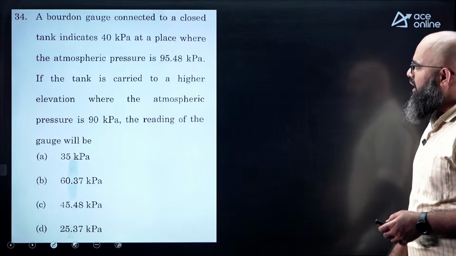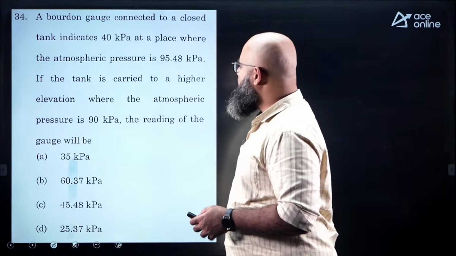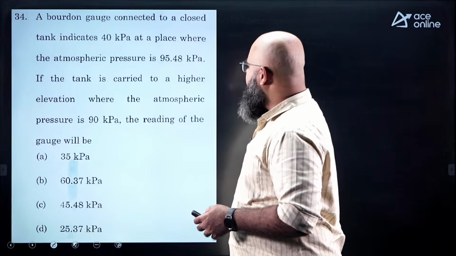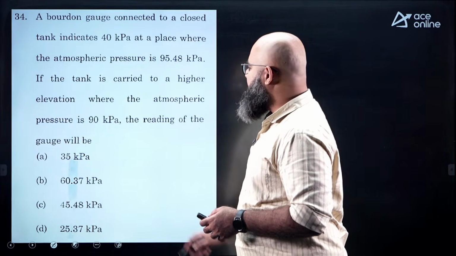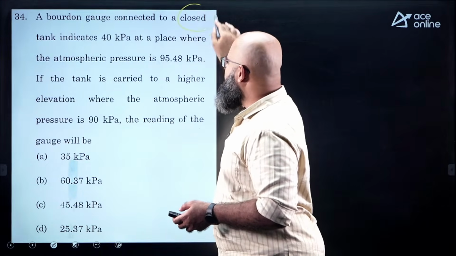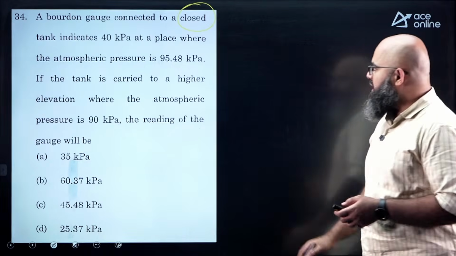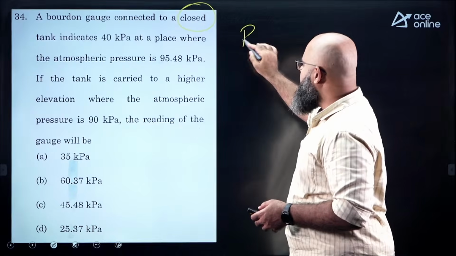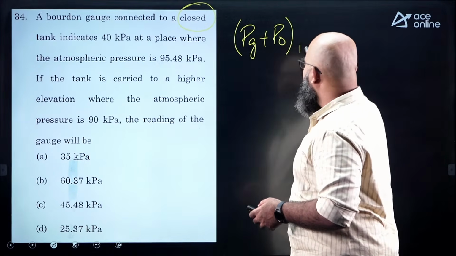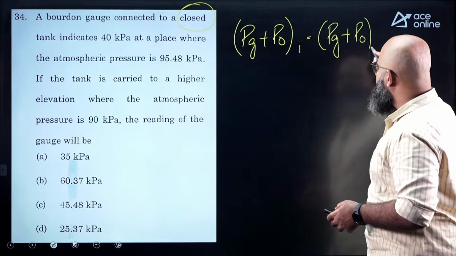Moving further. A Bourdon gauge connected to a closed tank indicates 40 kilopascal at a place where atmospheric pressure is 95.48 kilopascal. If the tank is carried to a higher elevation where the atmospheric pressure is 90 kilopascal, the reading in the gauge will be equal to how much? Mind you, the system over here is a closed system, therefore the absolute pressure is going to remain constant. Should the absolute pressure remain constant, I can say P gauge plus P naught at location 1 has to be equal to P gauge plus P naught at location 2.